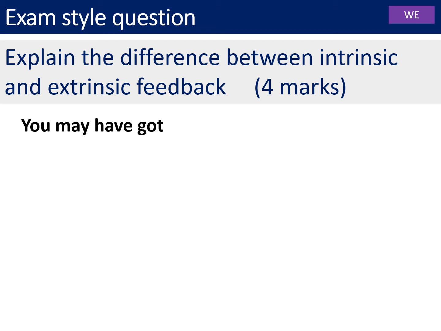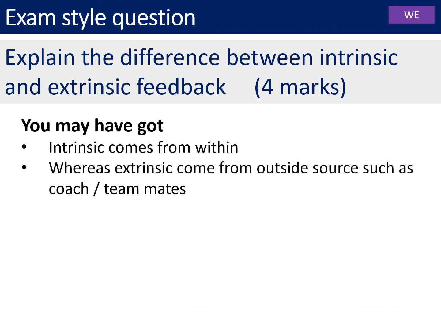So hopefully you're back with us, and now we can go through some of the points that could show you what success looks like when trying to tackle this 4-mark question. So intrinsic comes from within. Let's straight away just say, I know the difference and I know what intrinsic is. It comes from within the performer themselves. Whereas extrinsic comes from an outside source, such as a coach and teammate. So I've also given examples of external factors, external people that can give us that feedback as well.